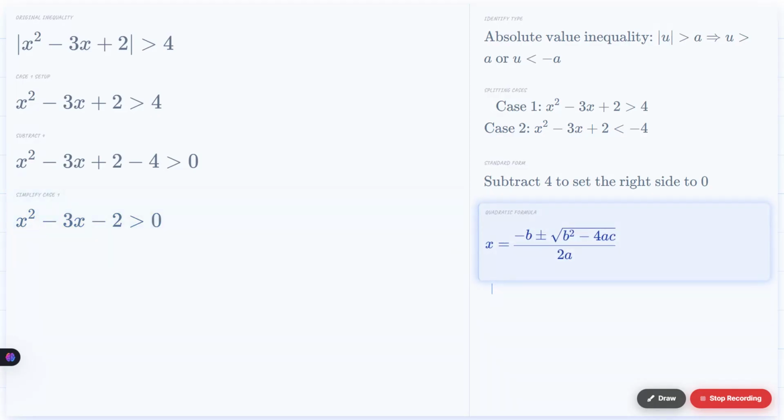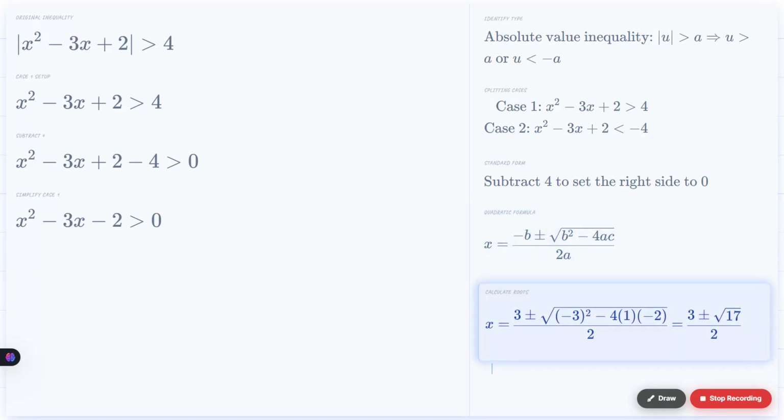We use the quadratic formula to find the special points. We do this because we cannot factor these numbers easily. The rule uses a specific formula to find where the expression equals 0. We calculate the roots as 3 plus or minus the square root of 17, all divided by 2. We do this to find the exact spots where the expression changes from positive to negative. This follows the math rules for the quadratic formula.